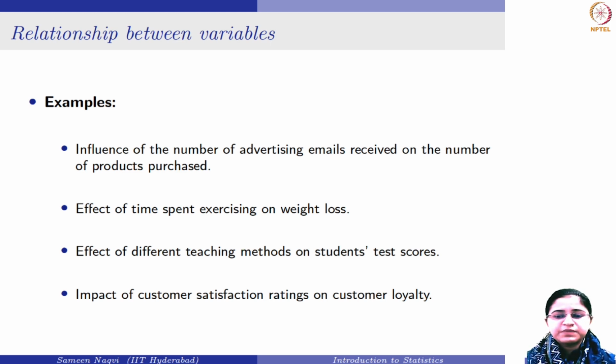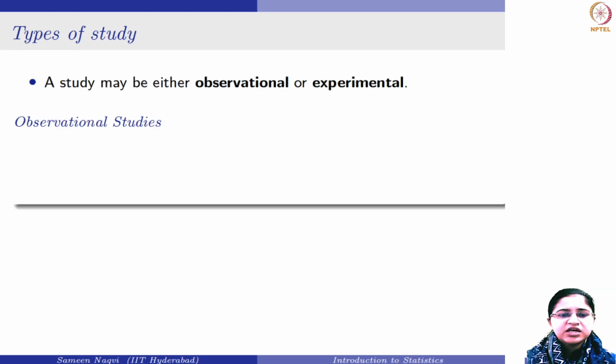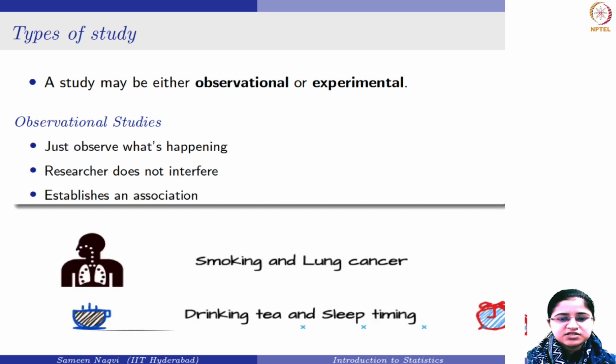So now with this background, we are going to move to different types of studies. Any study can be broadly classified as either observational or experimental. As the name itself suggests, observational studies are those in which we simply observe what is happening. The researcher does not interfere in the process, and at the end, you can establish an association between different variables. For instance, let us consider this example of smoking and lung cancer.